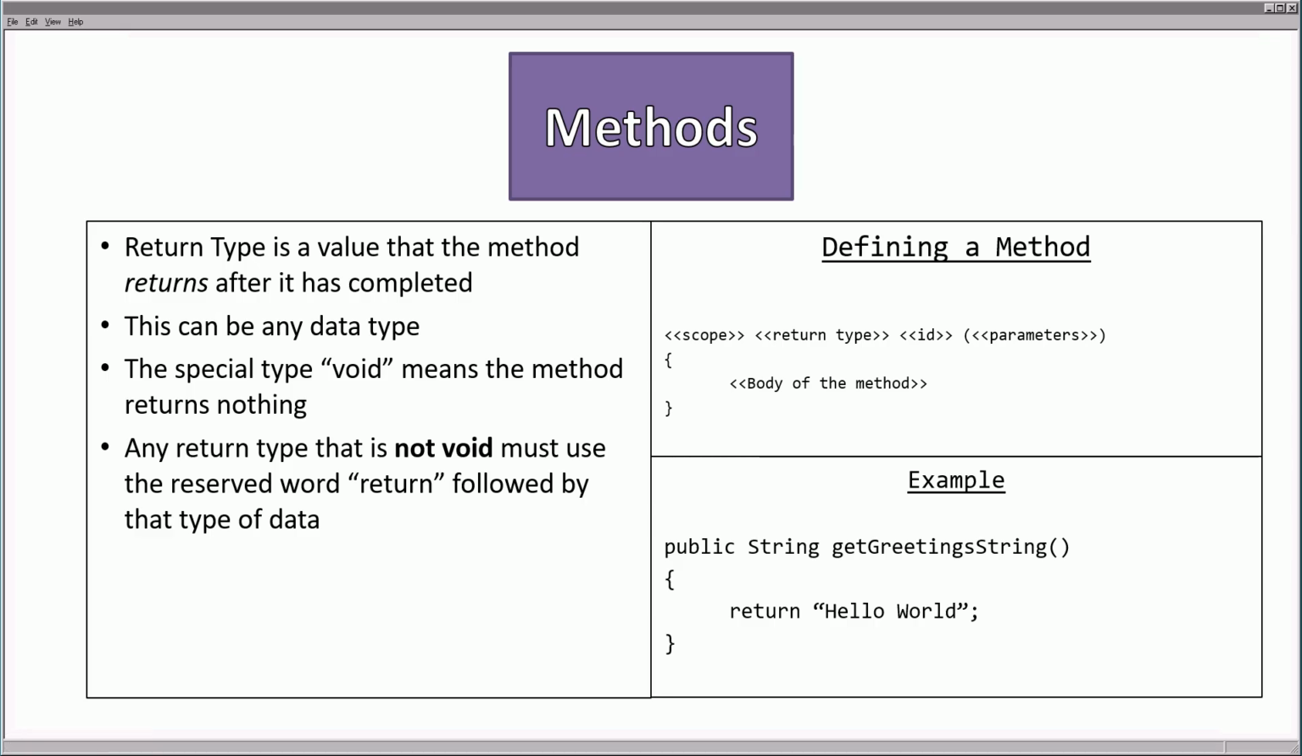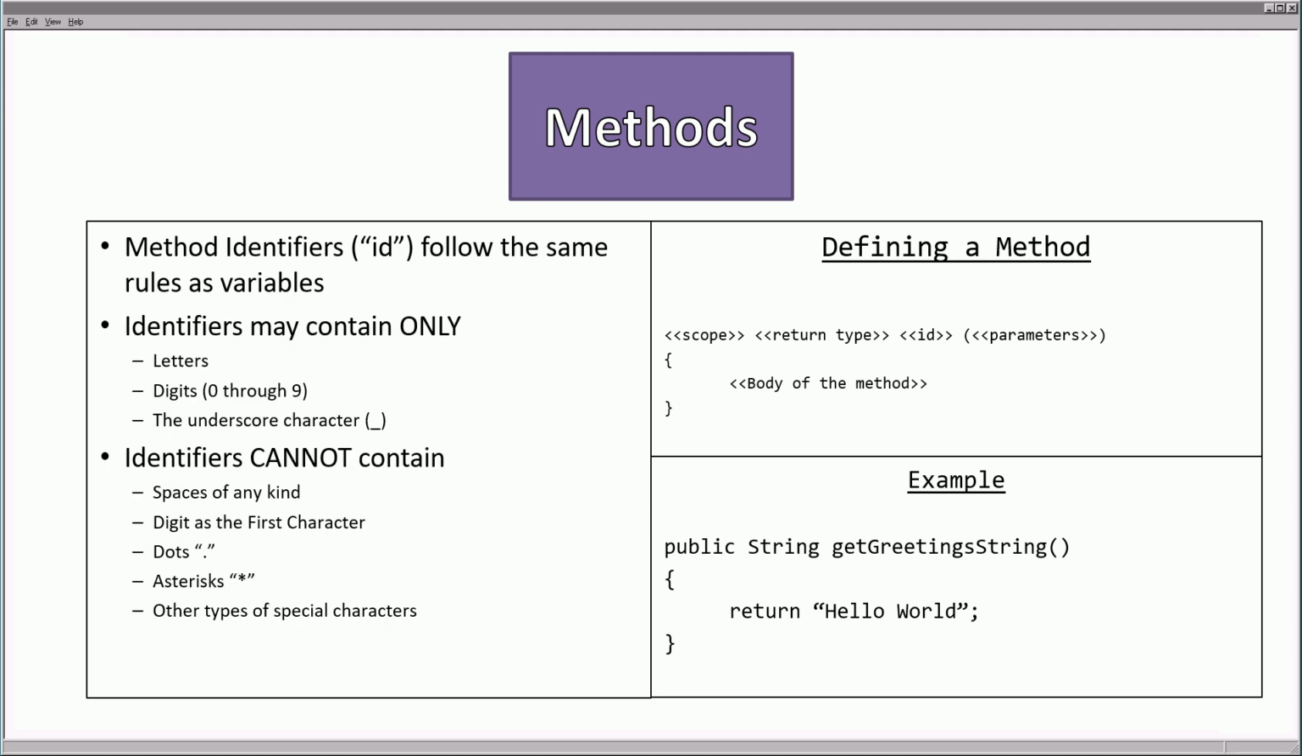You've also used methods that had return types. Think about this. Every time you called the method nextInt, that method returned an integer value. So keep in mind, the return type of a method indicates what information that method is going to return after it has been called. The method identifiers follow the same rule as variables.